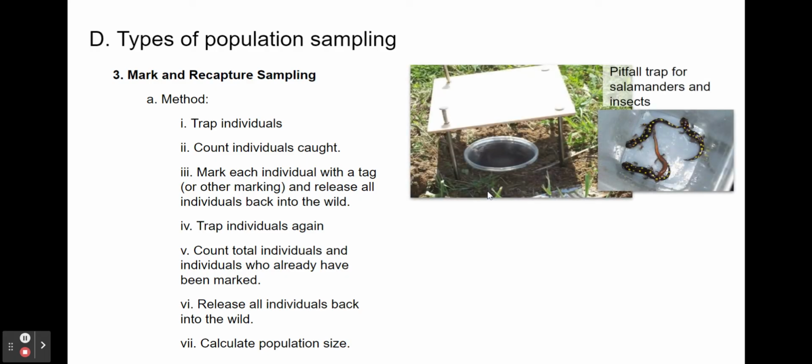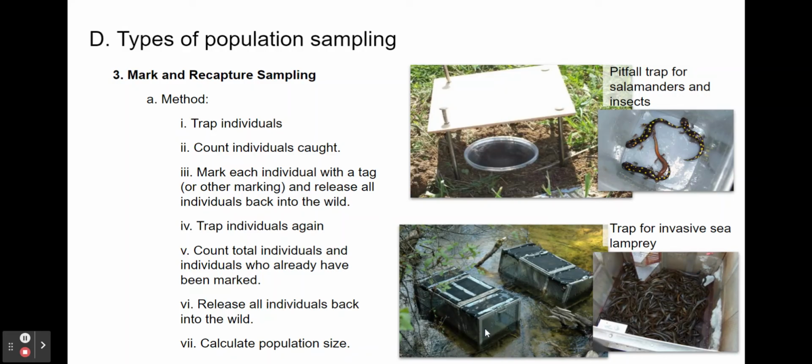Oh, before I show you the formula, I forgot. For trapping, we're going to use different trapping methods based on the animal. For fish, we might just go out and catch them. For things like amphibians and salamanders, we might use pitfall traps that they stumble into and then get caught in a deep container. Or we might use aquatic traps for something that swims in a river or stream. They swim into this box and then they can't escape. Here's a trap that we're using to trap sea lamprey, which are invasive and live in rivers.